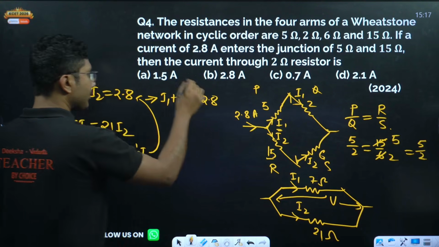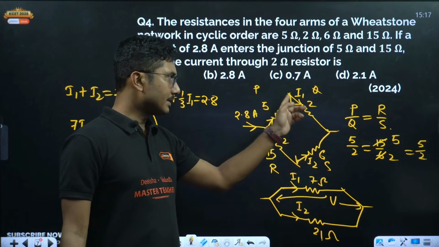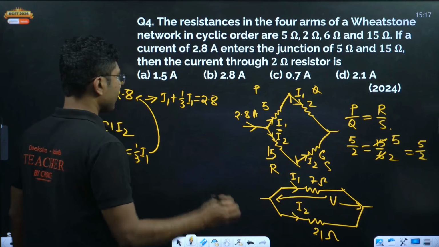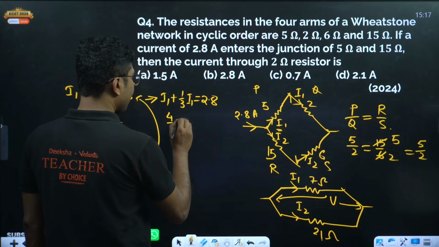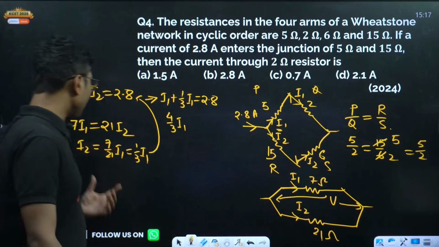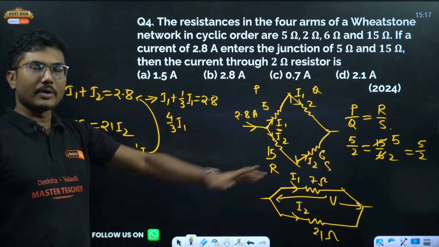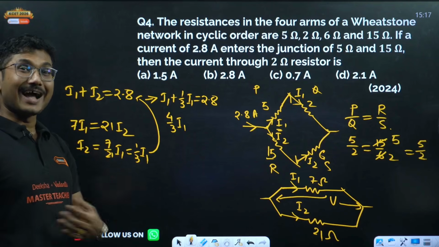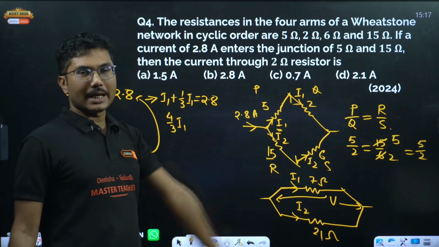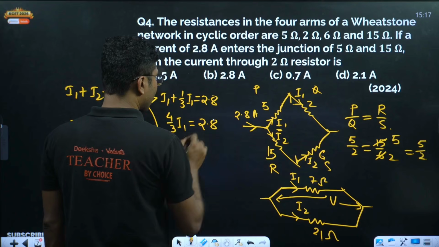Why are we substituting like this? Because our ultimate goal is to find I1, that is, the current through the 2 ohm resistance. So 4 by 3 I1. If they ask you what is the current through 6 ohm, then we would substitute I1 equals 3 I2, because then our goal would be finding I2. So based on what current you are calculating, you need to adjust your calculations so that you calculate that faster.